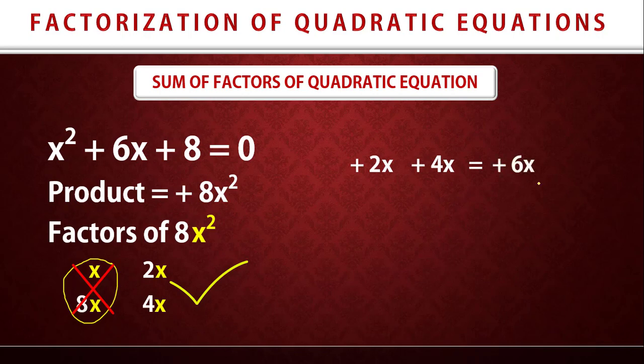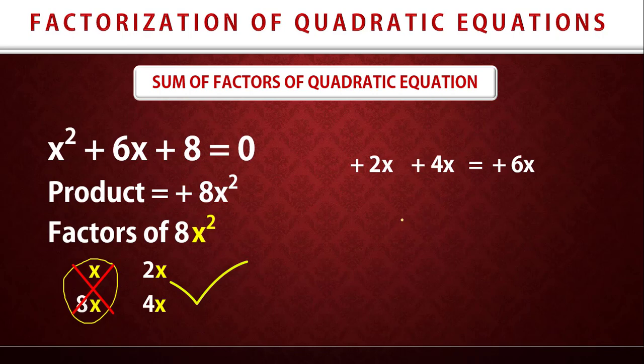Okay, now look at this. Do we have the value there? We have plus 6x there. It means this one will be the one that we'll use. So in our equation, instead of writing plus 6x, this is what we're going to write there: plus 2x plus 4x. So let's also try to do some other ones for the sake of explanation.